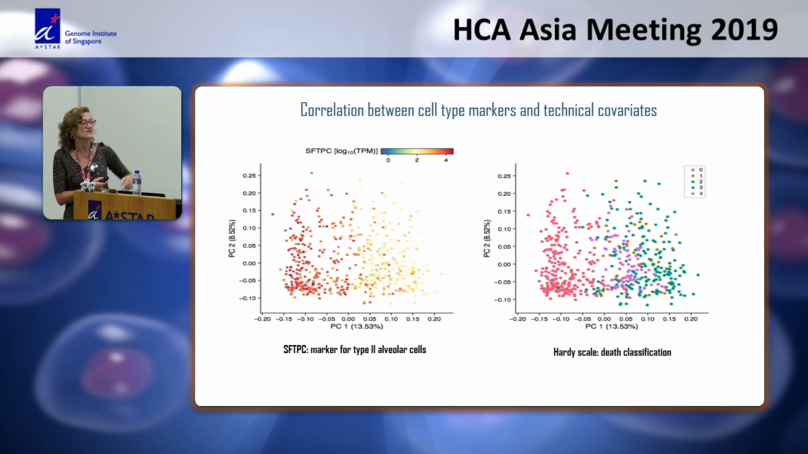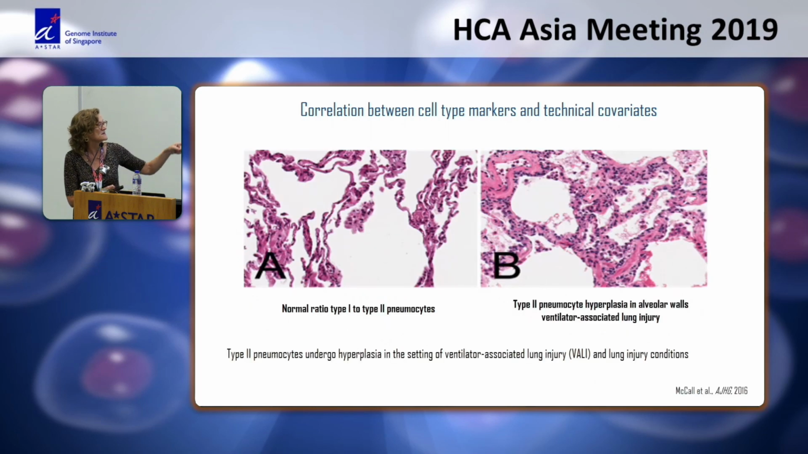And then if we go back to the covariates and metadata we had, you can see that that's almost an identical pattern related to the death classification scheme we used. And it turns out that that group clustered on the left is the Hardy scale 0 classification, which corresponds to all of the individuals who were on ventilators. And this is something that was shown at the pathology level a couple of years earlier.